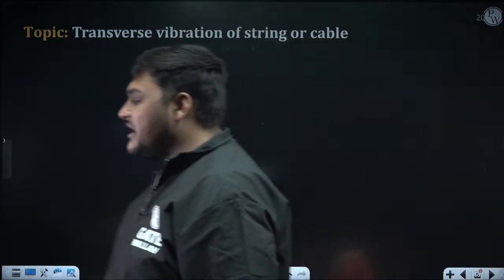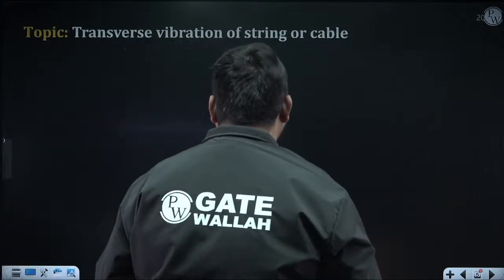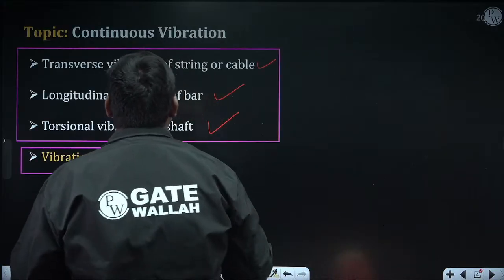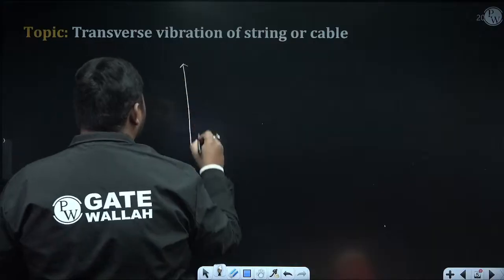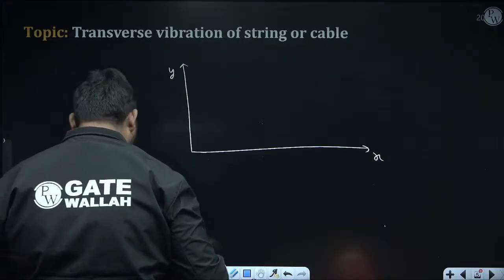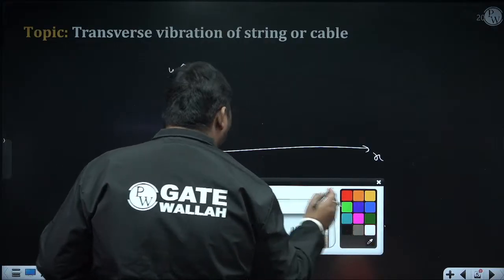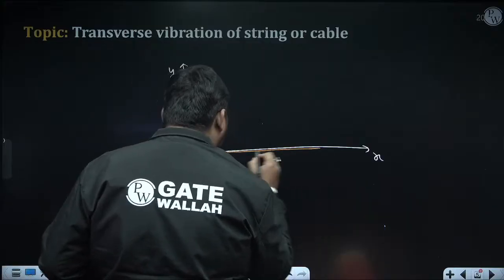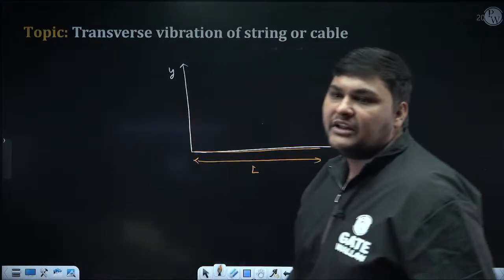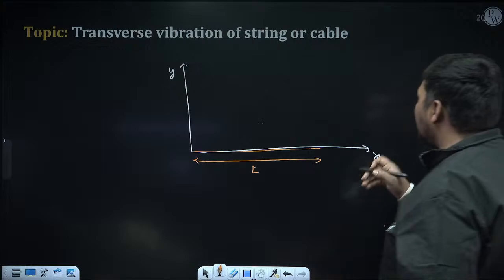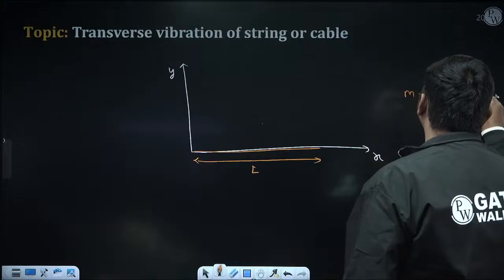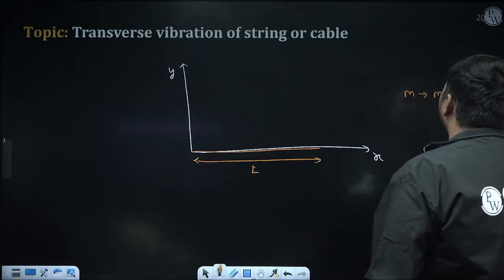First I am discussing transverse vibration of a string or cable. If you understand transverse vibration of a string or cable, you will understand longitudinal vibration of bar also, and torsional vibration of shaft also. Now see, here I am considering this is a string. The length of this string is L. Suppose this string has some mass. Suppose M is the mass per unit length of the string; M is not the total mass.